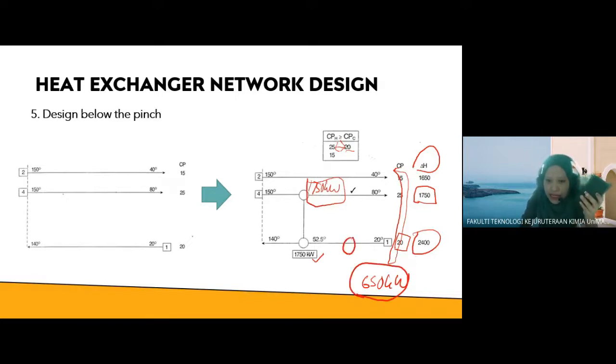So you pair, this stream is already okay, complete. You pair with this stream with the same load, 600 kilowatt. So you need additional 1,000 kilowatt. So you just add the cooler, because this stream, this is hot stream, requires a cooler. So cooler with 1,000 kilowatt. So that's how we design the heat exchanger network.